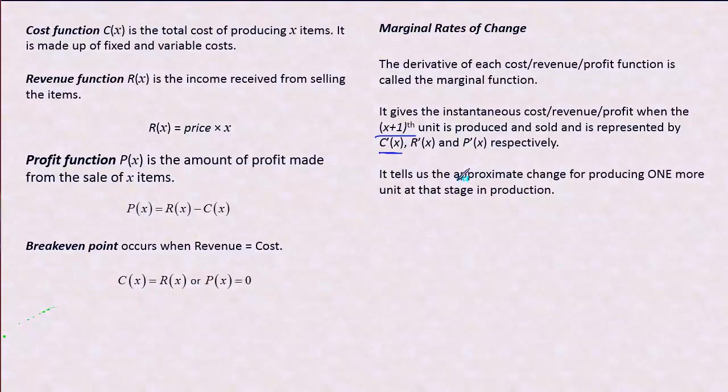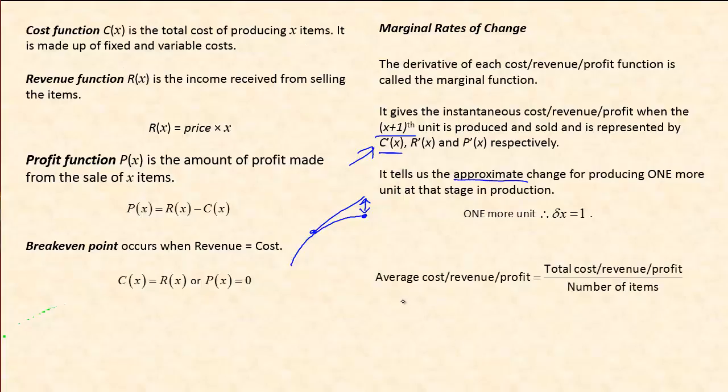And note this is approximate because we're using the tangent to the curve. If we're talking about the cost curve, we're using the tangent to the cost curve. So that would go off here, and there will be a small difference between that and the actual production. So one more unit, delta x is 1. So what we're doing here is a small change.